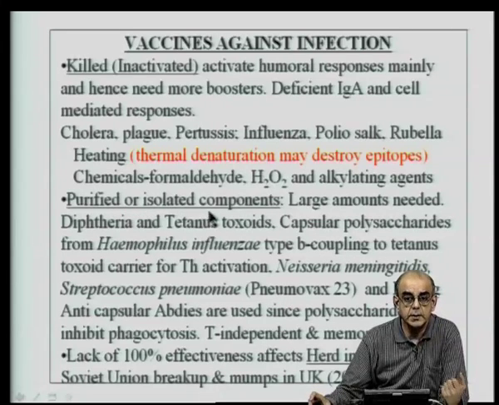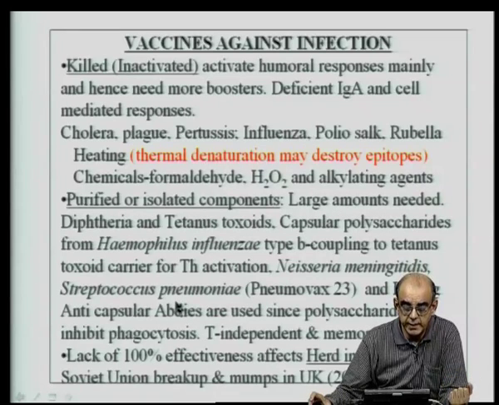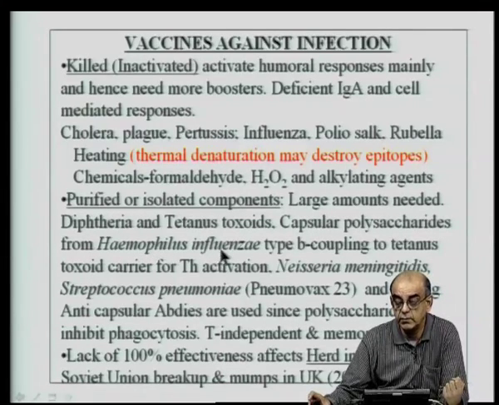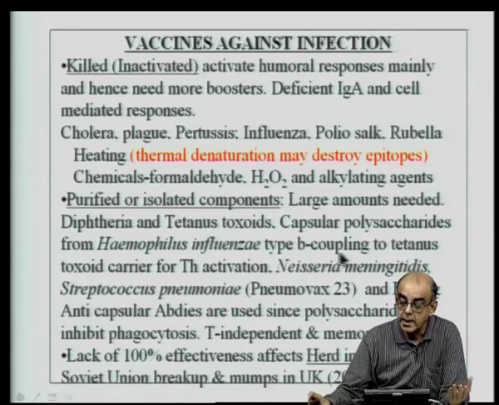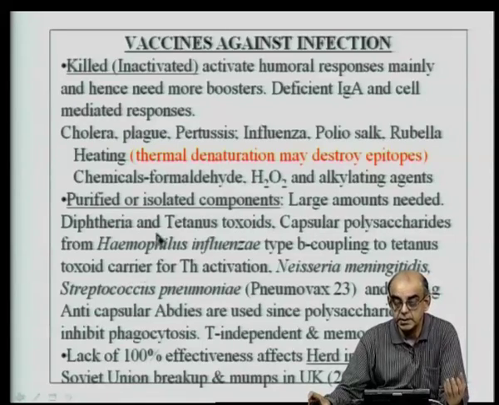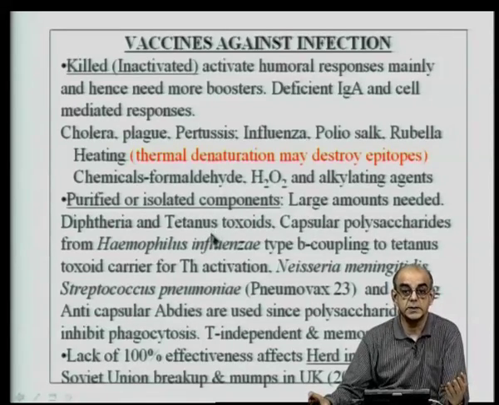Purified or isolated components: you can purify material from bacteria in large amounts. For example, toxins such as diphtheria and tetanus toxoids, and capsular polysaccharides from Haemophilus influenzae type B have been purified and coupled to a tetanus toxoid carrier, because tetanus toxoid also acts as an adjuvant.